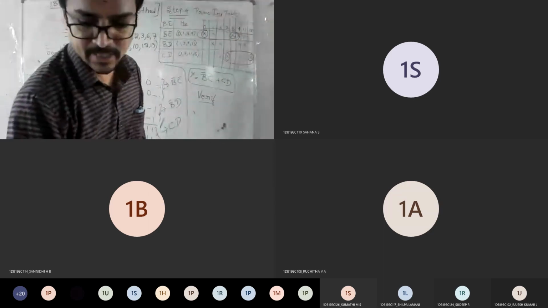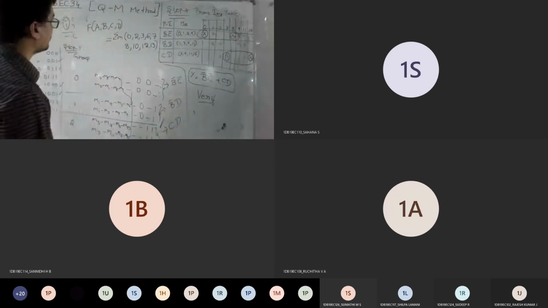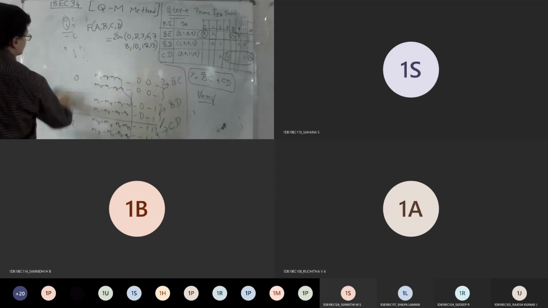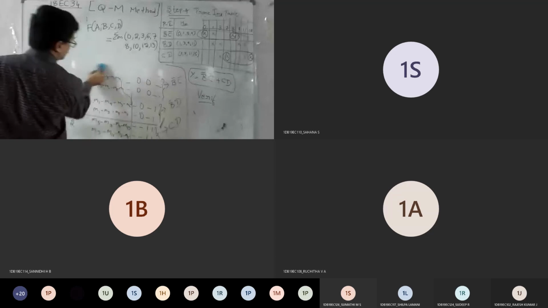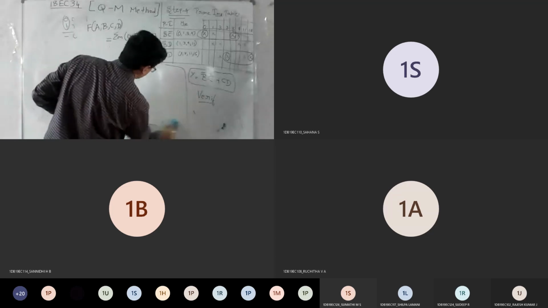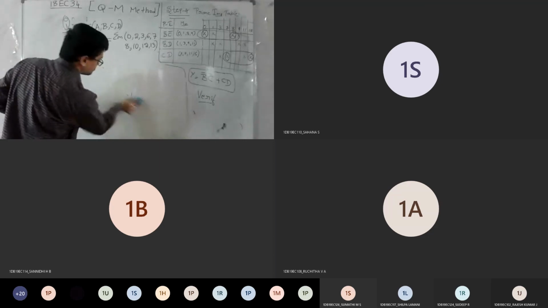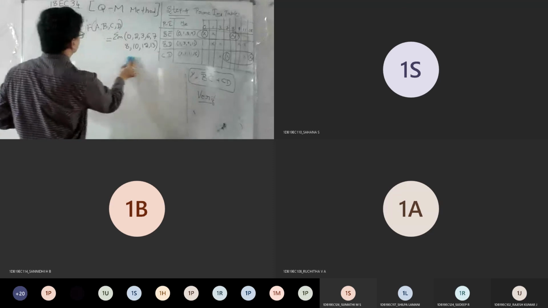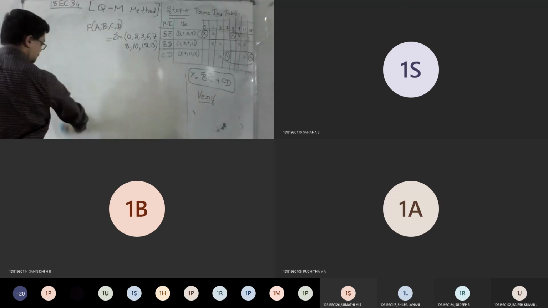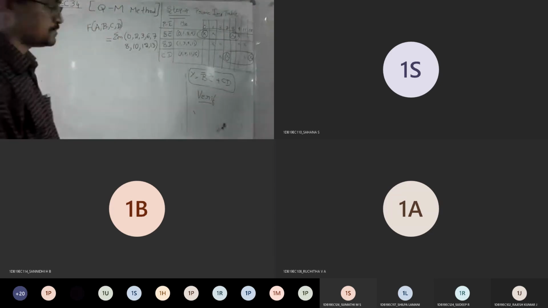Do the things from the beginning, what I wrote and how I wrote. Follow each step clearly. Let me erase everything now. I want you to solve now. Step 1 is making the tabular column. So make a tabular column for the given question, everyone.